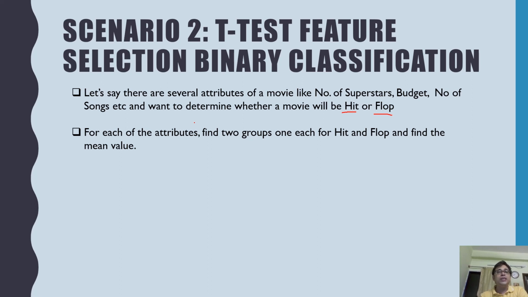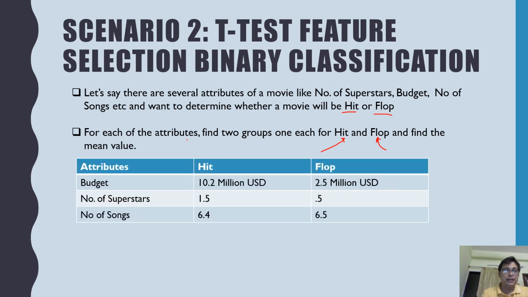So how can you use the t-test? The t-test can be used to compare 2 groups. So how do I get 2 groups? The hit movies give you one group, and the flop movies give you another group. For each of the attributes, we find the mean of that attribute for these 2 groups, something like this. We see that for the budget, hit movies have more budget, like 10.2 million USD, than flop movies. Number of superstars is also more for hit movies. Number of songs doesn't show that much variation.